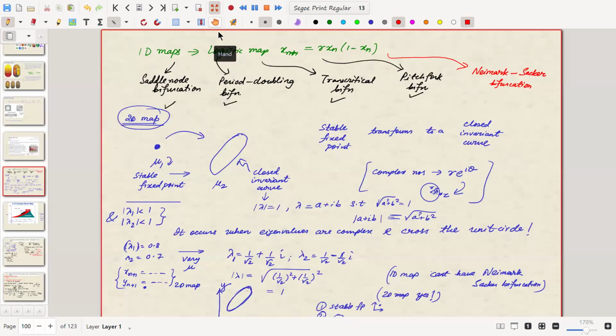Now what happens after you go through a Neimark-Sacker bifurcation? I told you, if you see complex eigenvalues, it should come to your mind that something is rotating, isn't it? If it is rotating, it will create a closed curve. Okay, so I will give you a nice idea.